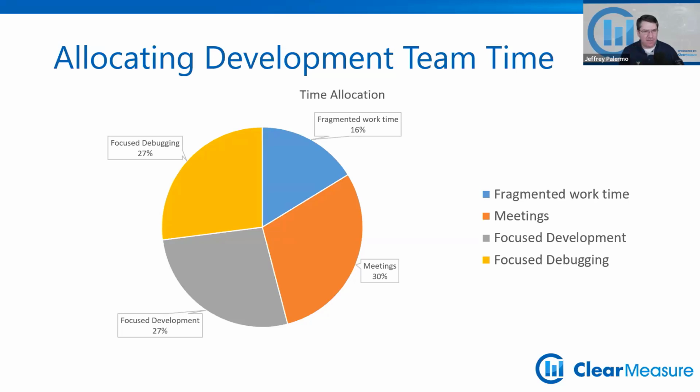Debugging 27% of the time, development 27% of the time. Now we're in meetings still 30% of the time. And then our fragmented time is 16% of all time. Okay, that's our breakdown. So when we think of features that we want to ask our development team to design and develop and get to our customers, already without a specific plan to the contrary, they're only spending 27% of their available time working on the features that we've asked them to. Okay. We are going to change that. And I want to show you how to change that.